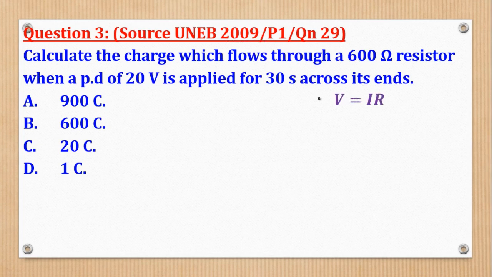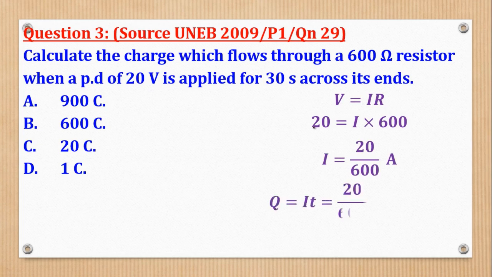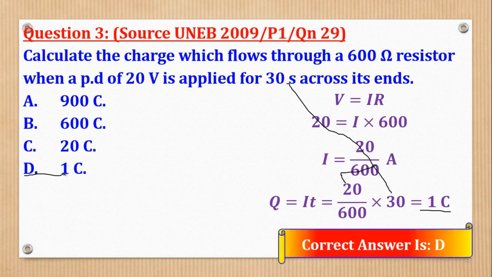So here we shall first remember this expression that V is equal to IR, then substitute for V, substitute for R, then make I the subject. Now that I've got I, I can quote the formula Q equal to IT, then substitute for this I and for this T. You'll come up with this as the charge they want. That means that option D is the correct answer.